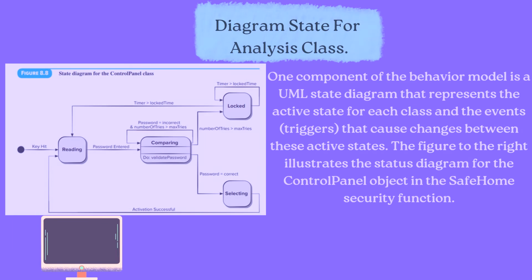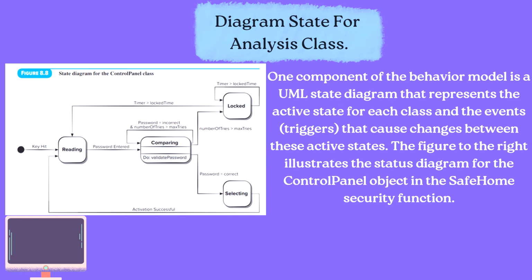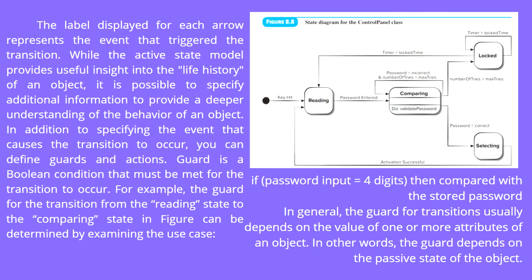State diagram for analysis class. One component of the behavior model is a UML state diagram that represents the active states for each class and the event triggers that cause changes between these active states. The figure to the right illustrates the state diagram for the control panel object in the SafeHome security function. The label displayed for each arrow represents the event that triggered the transition.